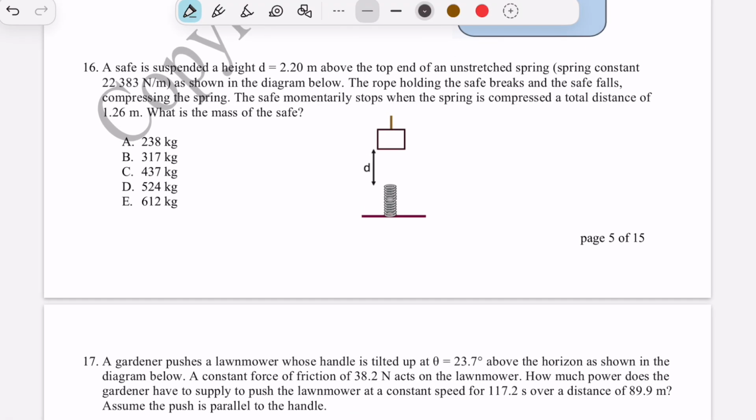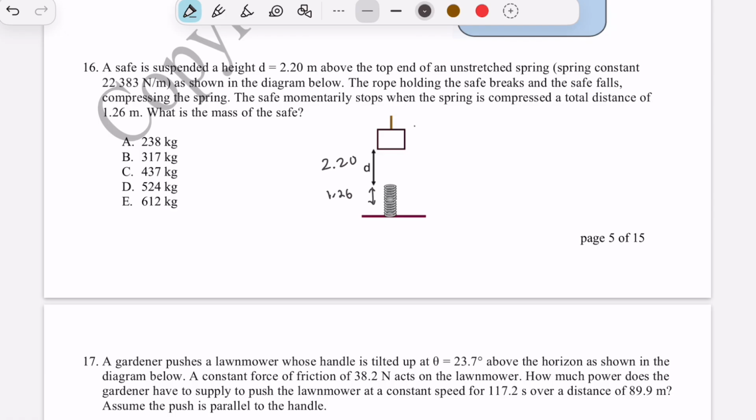So a safe is suspended at a height of 2.2 meters above the top end of an unstretched spring. The rope holding the safe breaks and it falls and it compresses the spring. It momentarily stops when the spring is compressed at a total distance of 1.26 meters. So let's just say 1.26 is around this much. So this is a work energy problem.